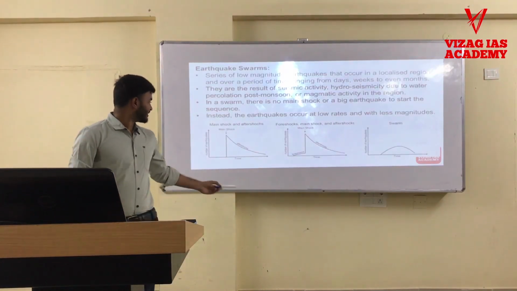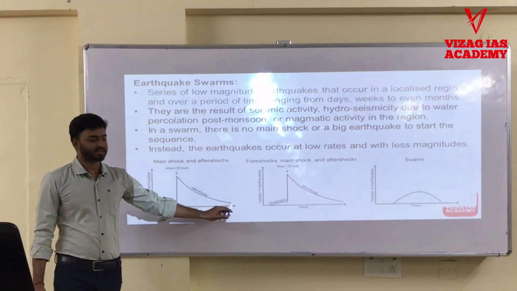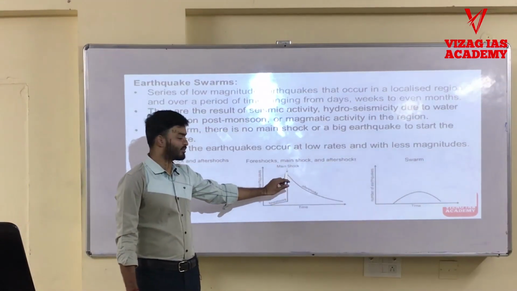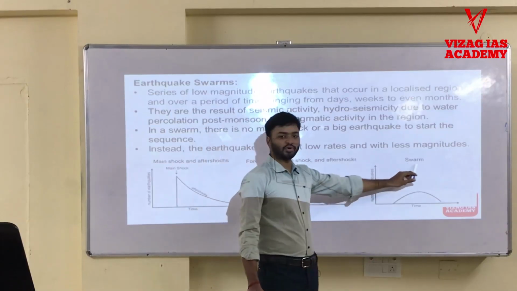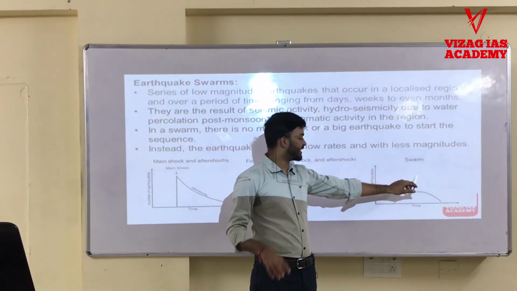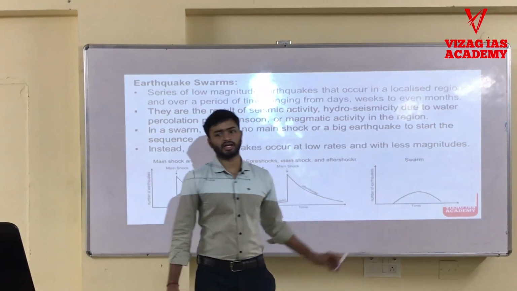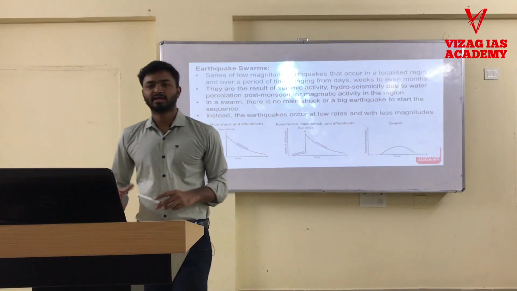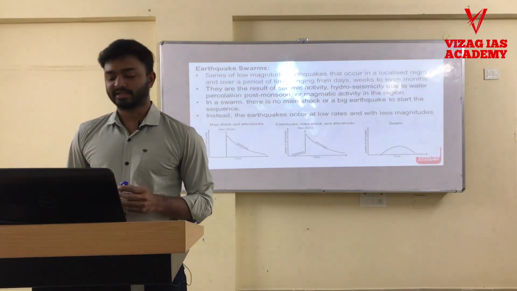If you can see here, these are the graphs. This is the main shock, these are the aftershocks. These are the foreshocks, again the main earthquake event, and these are the aftershocks. Whereas in an earthquake swarm, there is no such main event or major shock. There is a series of low magnitude earthquakes which happen in an area, because of multiple reasons, such as volcanic activity or hydrological impact.